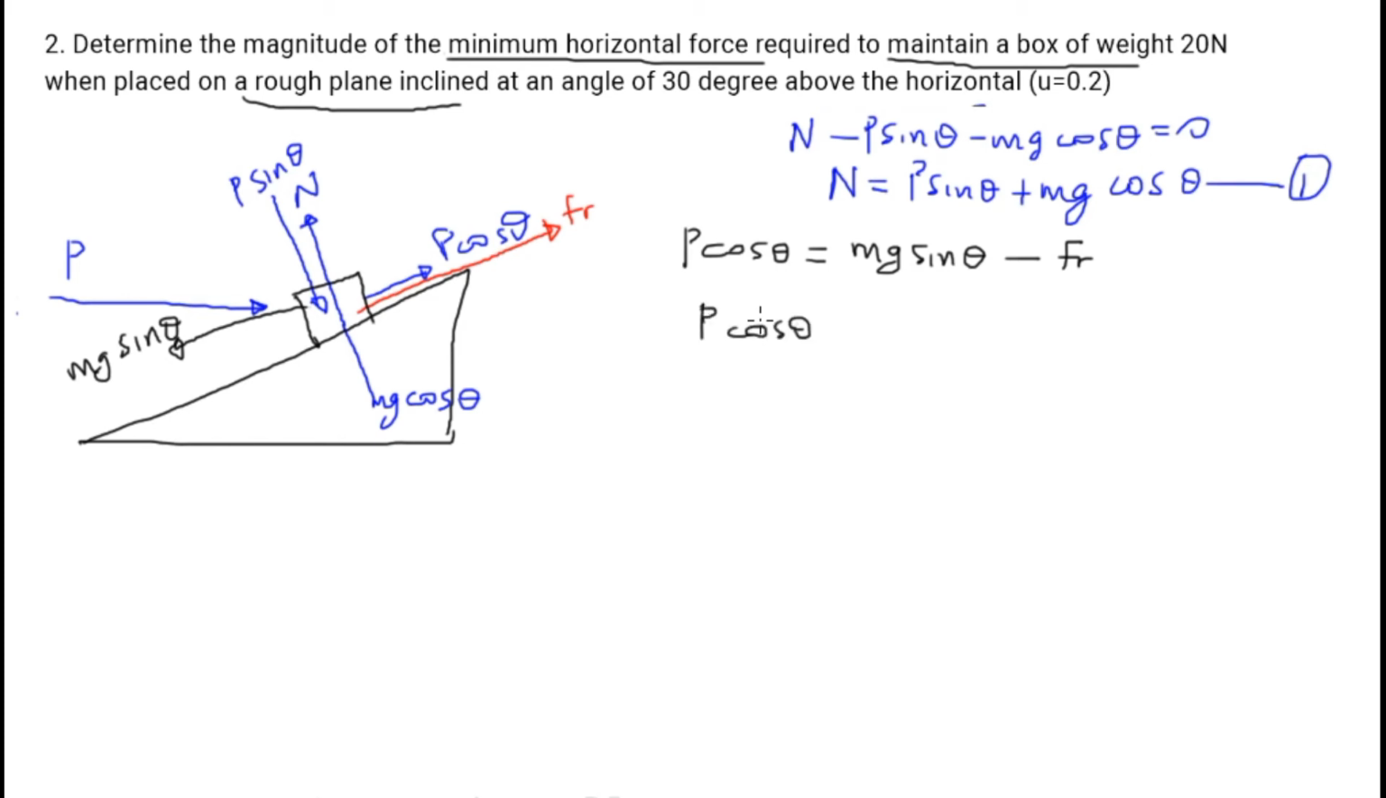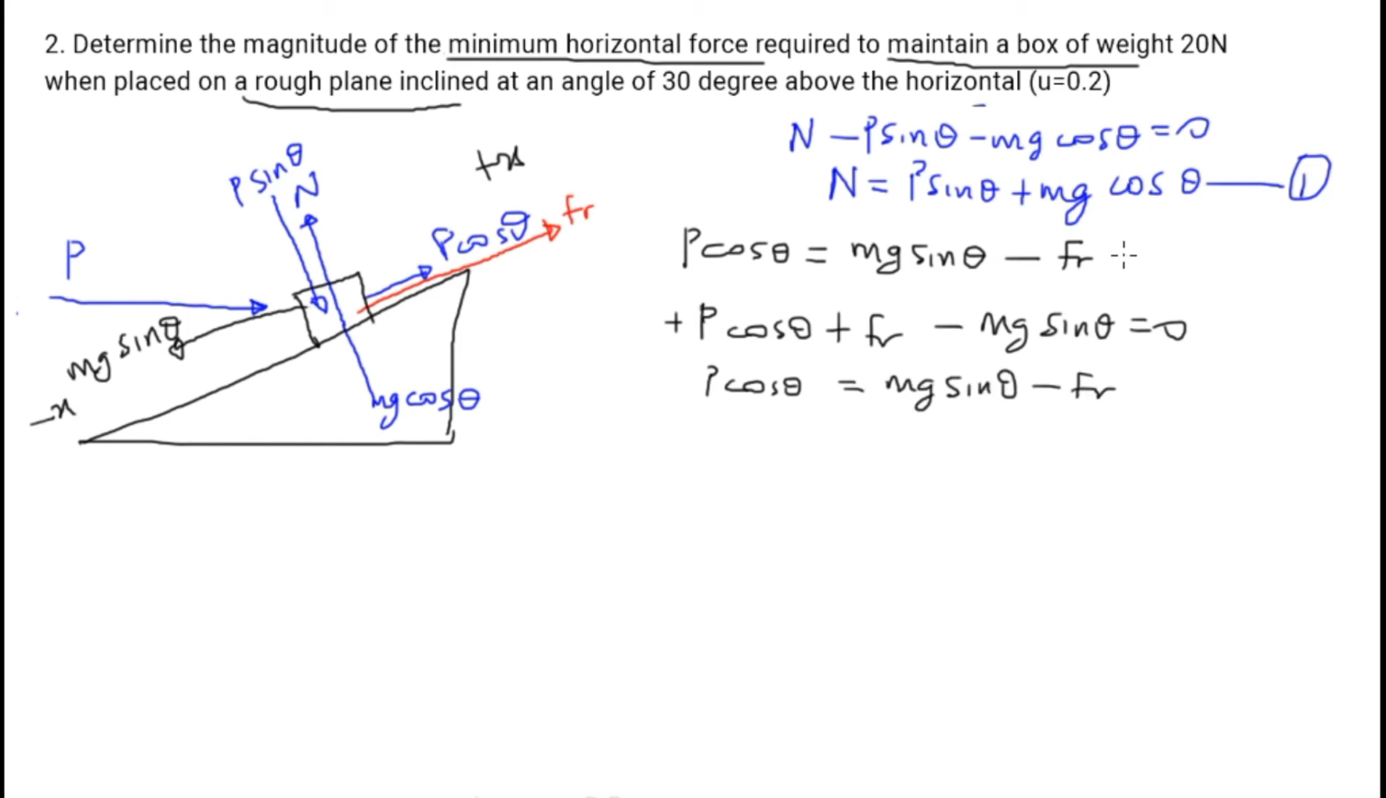P cos theta, let's say this is the positive x-axis and this is the negative x-axis. Okay, so we can say that plus P cos theta plus Fr, then minus mg sine theta equals 0. You can make P cos theta the subject of the formula. P cos theta will be equal to mg sine theta minus Fr, which is still the same thing as what I have here. So that's the idea. So this will be equation 2.